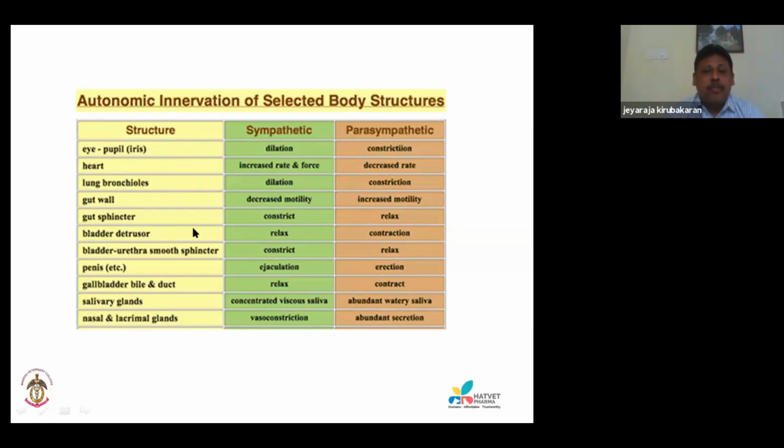For the bladder detrusor, that is the bladder muscles, it relaxes, that is this contracts. For the bladder smooth muscle sphincter, this constricts and this relaxes. The penis, it's almost a complementary ejaculation and erection. And for the gallbladder and bile duct, it relaxes and then this one contracts. For salivary glands, it makes the saliva more concentrated. This makes the saliva more watery. For nasal and lacrimal glands, this causes vasoconstriction, and this causes abundant secretion.